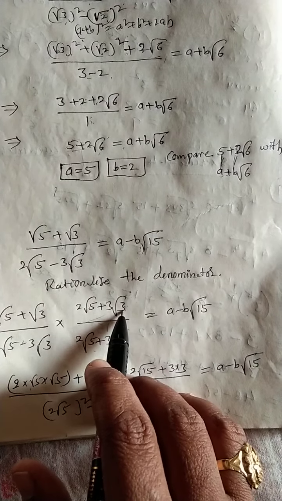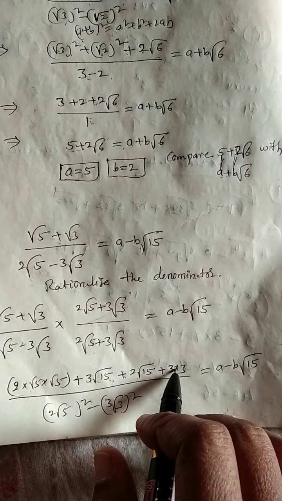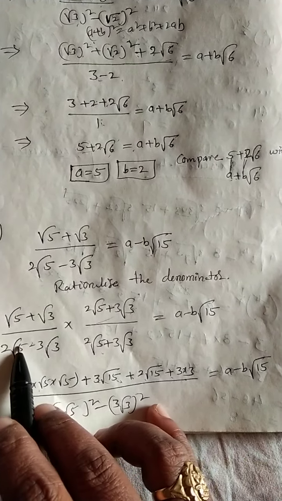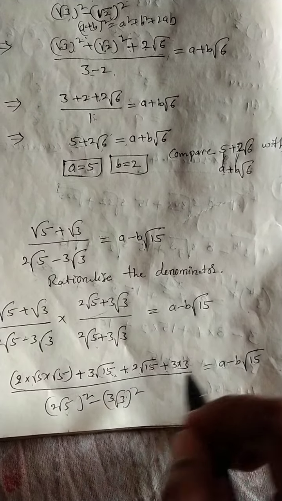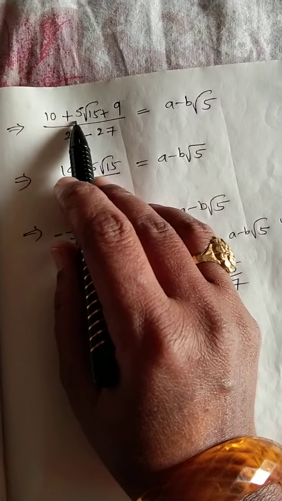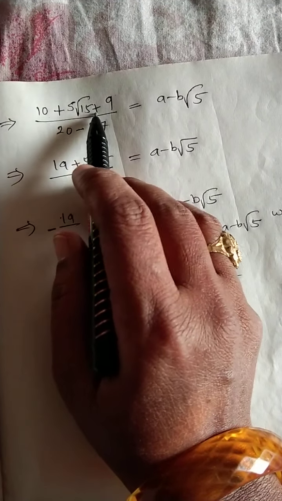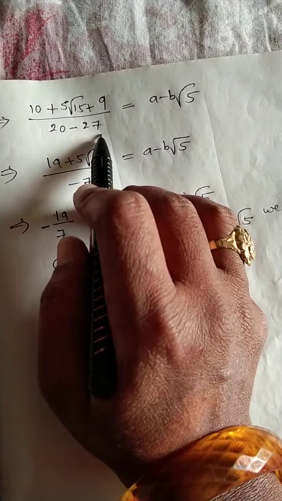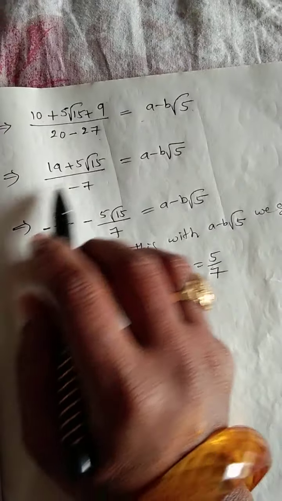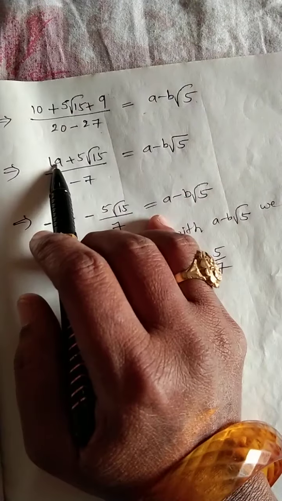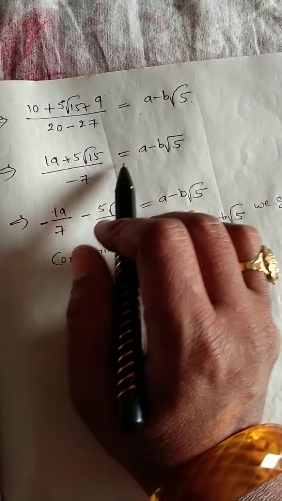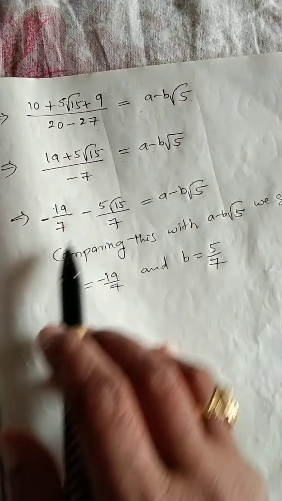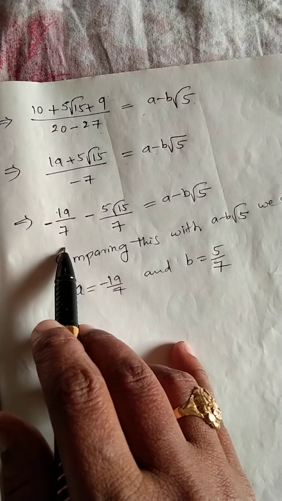Root 3 into root 3, 3 into 3. Like that only we can write. And it is in the a square minus b square form that we should write, which is equal to RHS as it is. Next, 10 plus 5 root 15 plus 9 divided by 20 minus 27, which is equal to RHS. Now 10 plus 9, 19. 19 plus 5 root 15 by, here minus 7, a minus b root 5, minus 19 by 7.